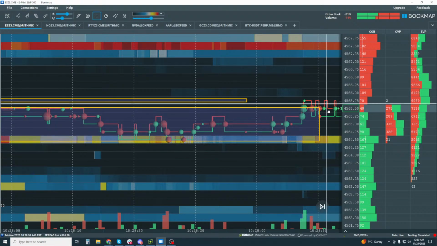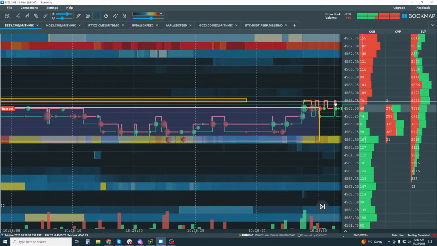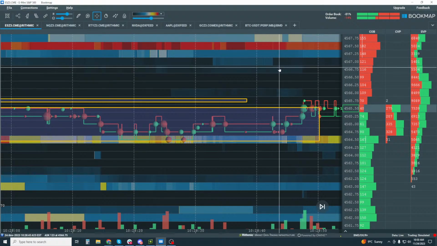Okay, so no one is buying up here. There's liquidity here, but do you want it? Do you want to buy? Do you want to transact with these 70 contracts up here? And we're getting our answer right now: no.